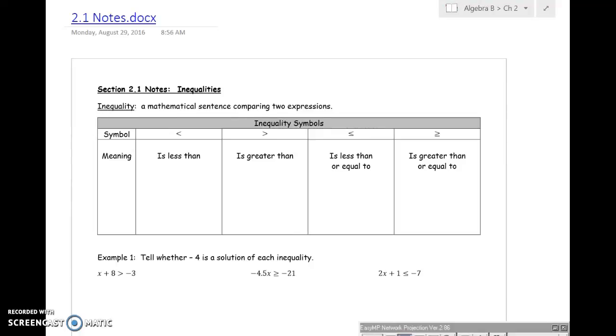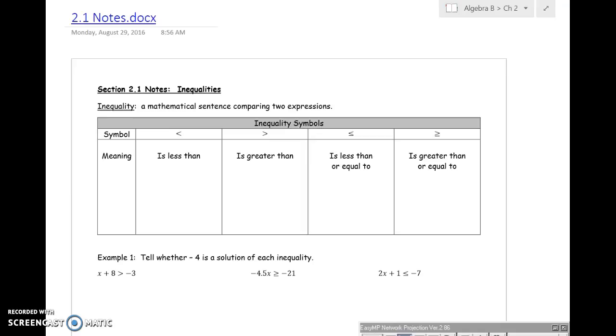Today we are going to be looking at inequalities, and I'm hoping this is a review, but just in case it's not. An inequality is a mathematical sentence comparing two expressions. So we've got two mathematical things, like look down at example 1, x plus 8, and then there's this inequality symbol and then -3. We are comparing x plus 8 and -3. The inequality symbol indicates which one is bigger.